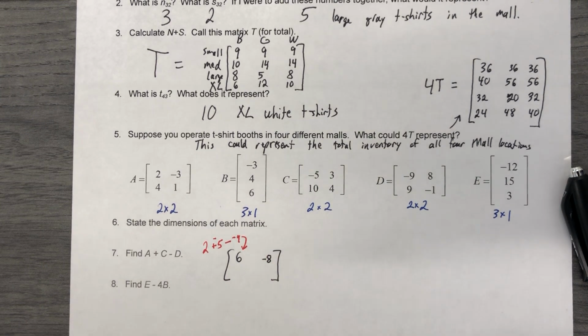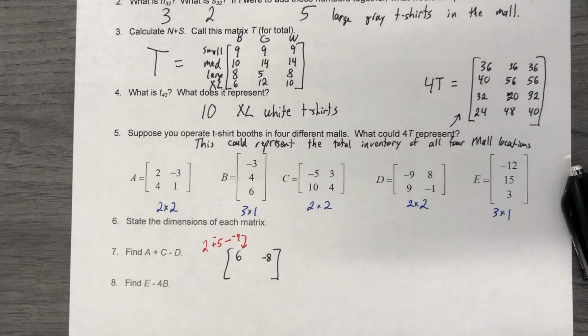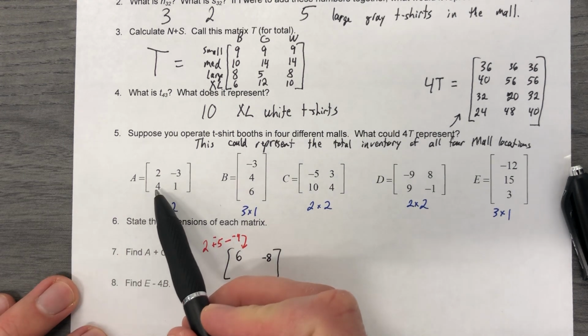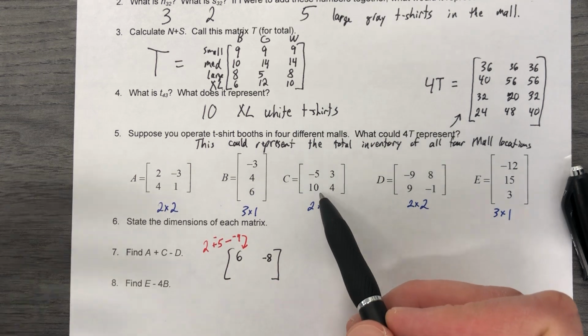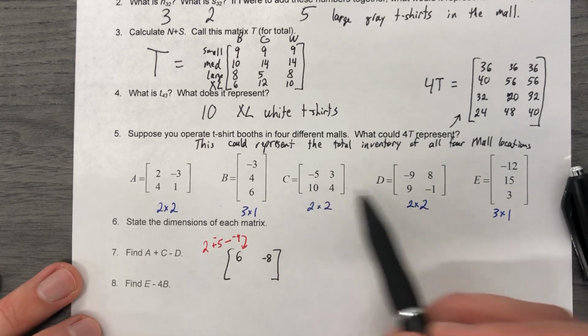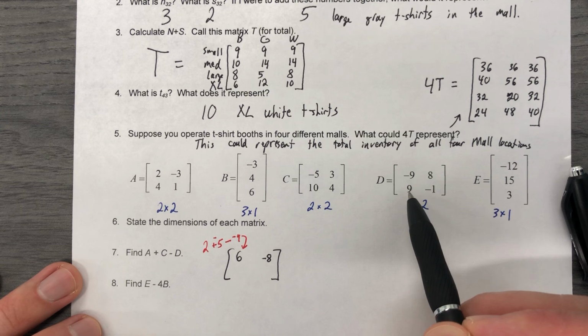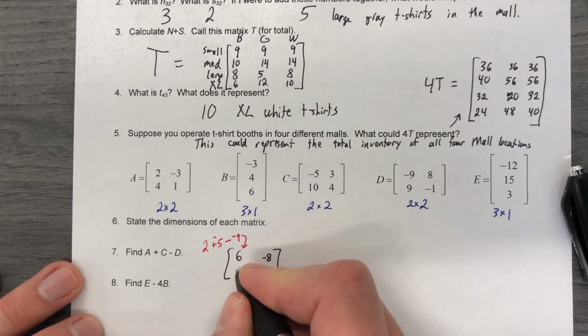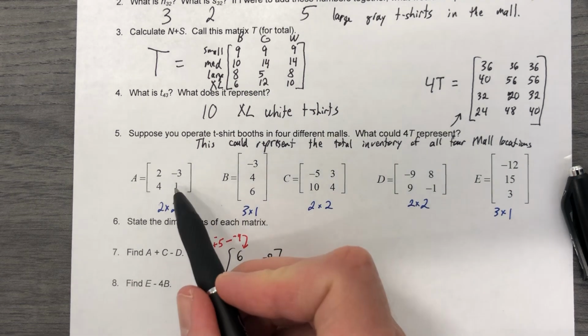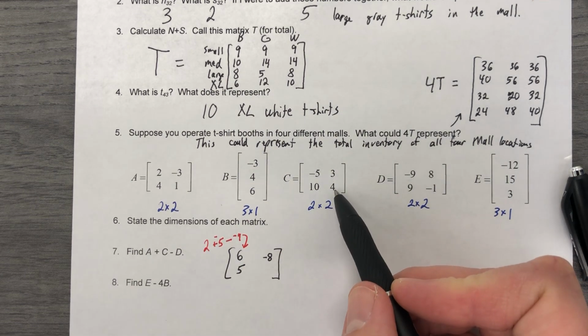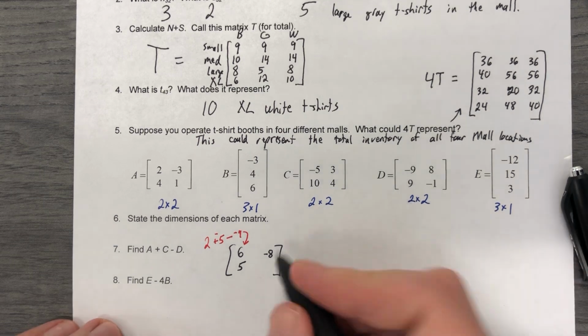Don't make it harder than it is. Just pick the correct location and do the math on those. So A plus C minus D. So 4 plus 10, 14. 14 minus 9. I think I should know that one. I believe that's 5. I counted that earlier. 1 plus 4 minus negative 1.